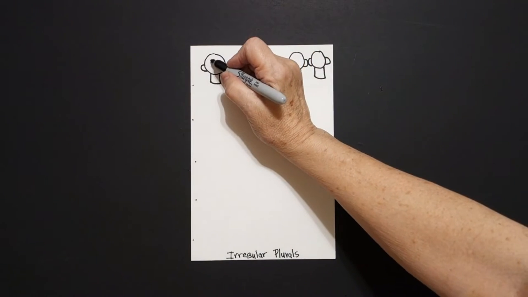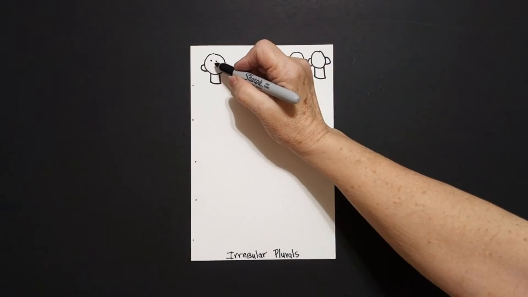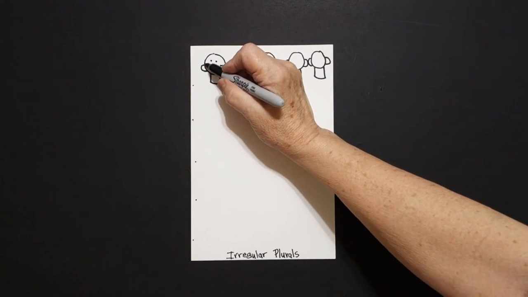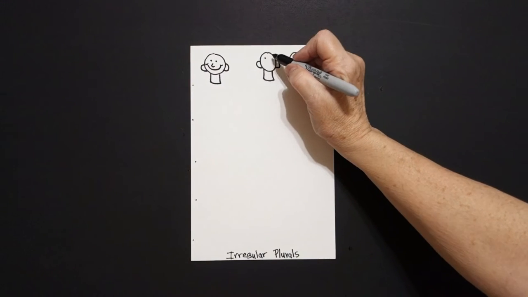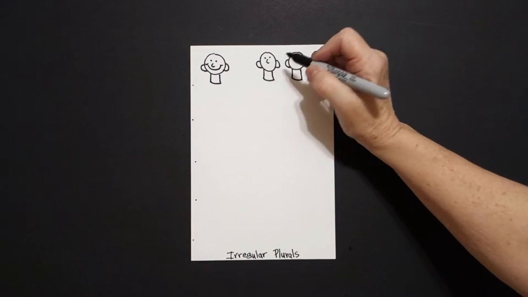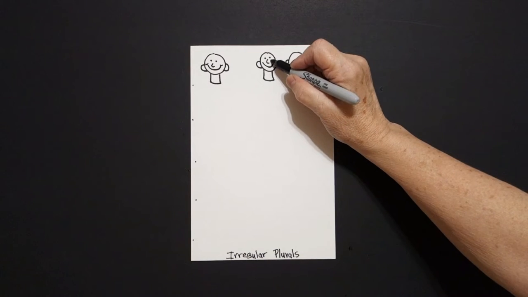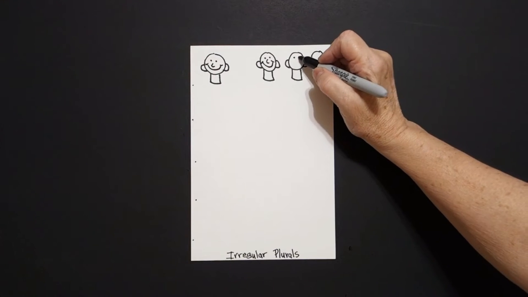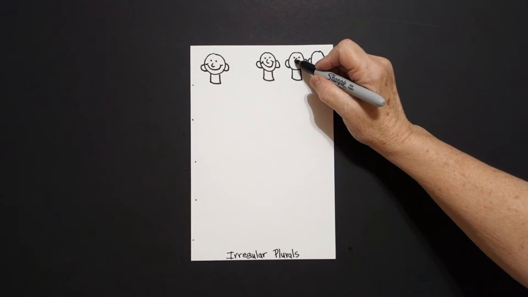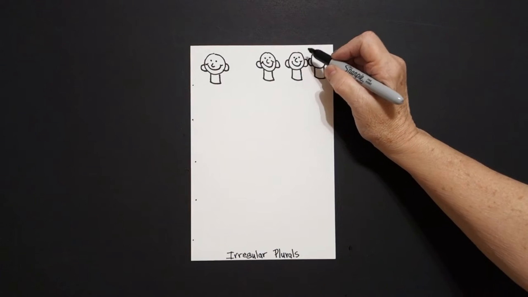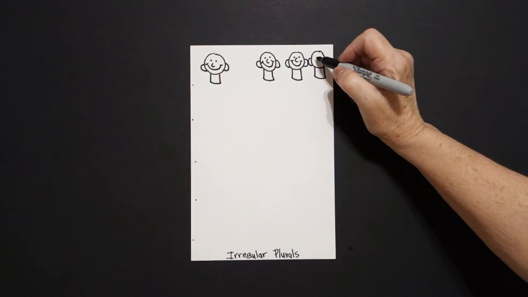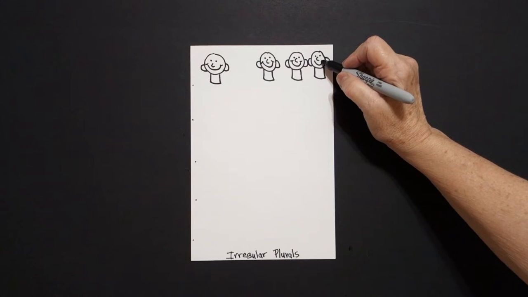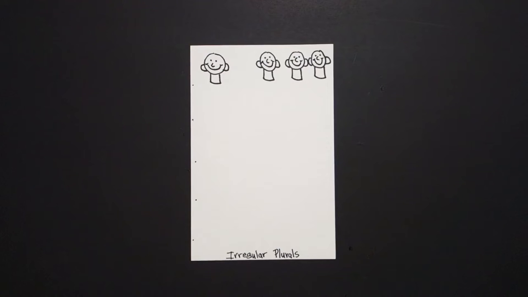Come back to the first one. Dot, dot, little curve line, bigger curve line, little curve line, little curve line. Keep going. Dot, dot, little curve line, big curve line, little curve line, little curve line.